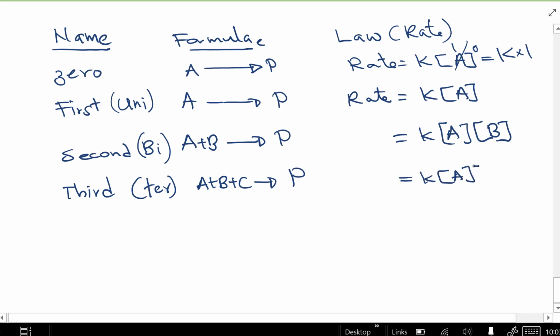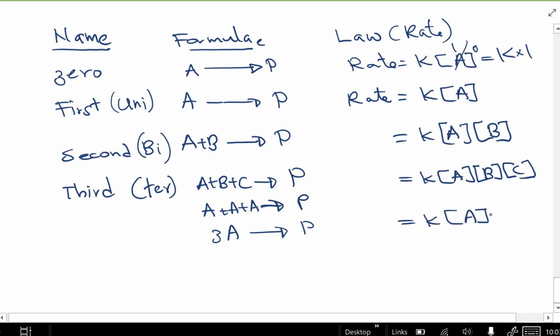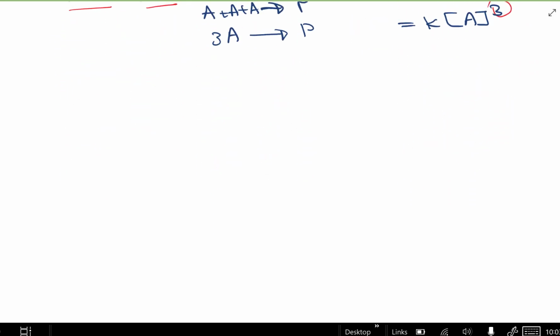The third one, in termolecular reactions, A, B, C goes to product, with 1, 1, 1, it's the third order. Or you can simply say 3 times A actually gives you the product. That's also k[A] to the third power. That's termolecular, or third order. So that's how you separate them: zeroth order, first order, second order, third order, right? So the rates are different.